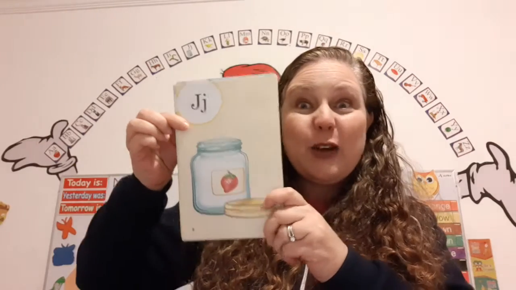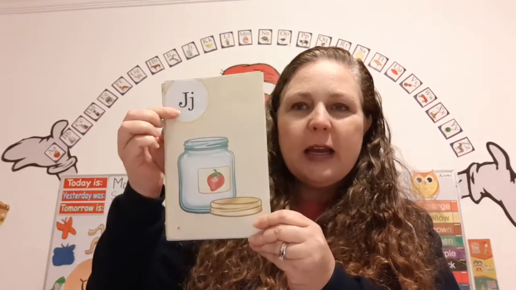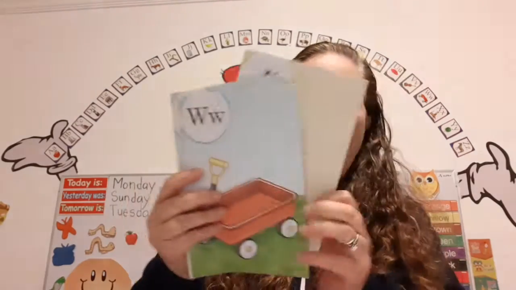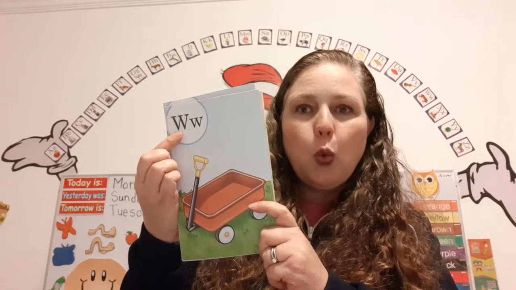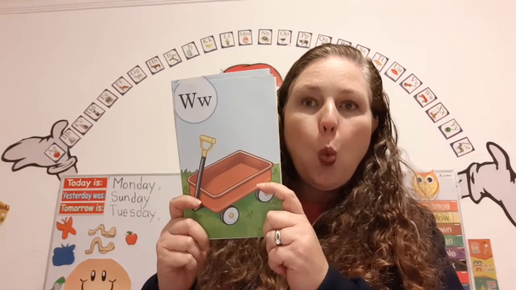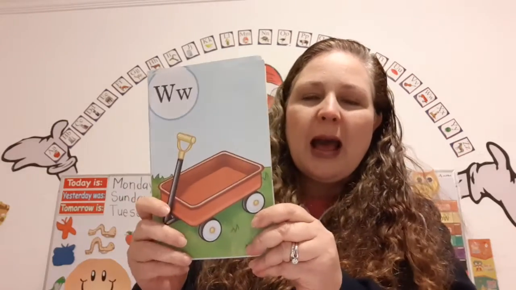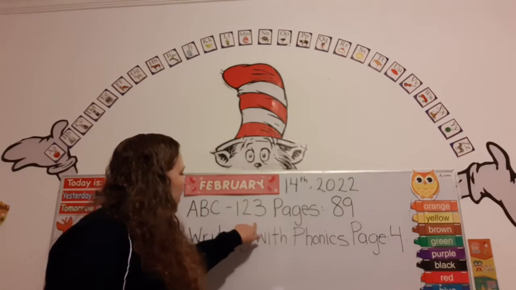So, let's say this again. The name of this letter is J. It makes a sound J as in jar. J says J. The name of this letter is W. It makes a sound W as in wagon. W says W. Super duper. Okay, so now it says up here, ABC 1, 2, 3, page 89.